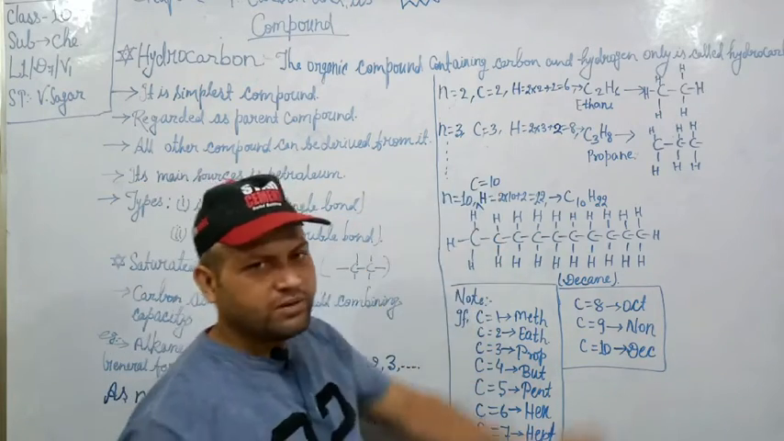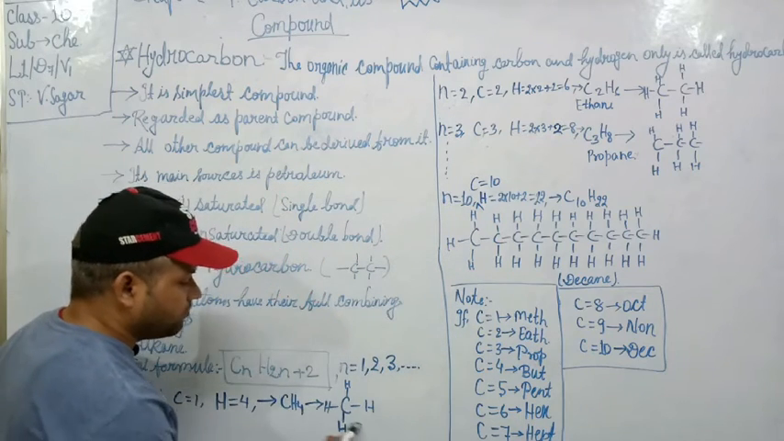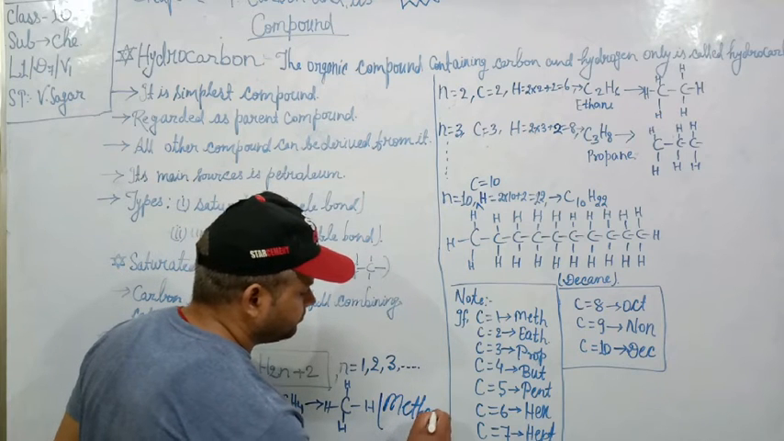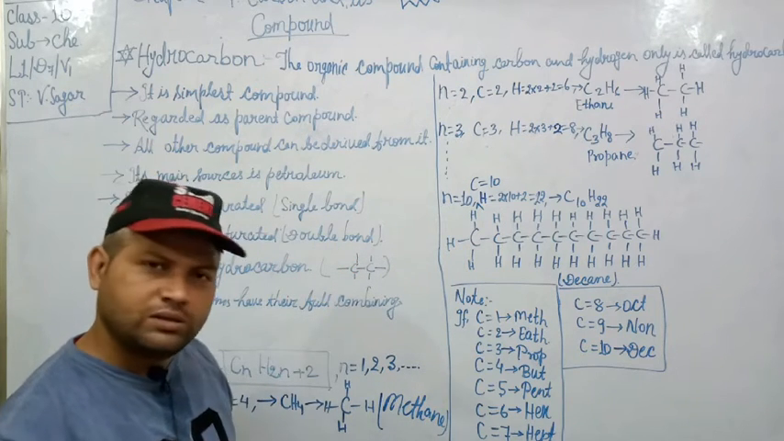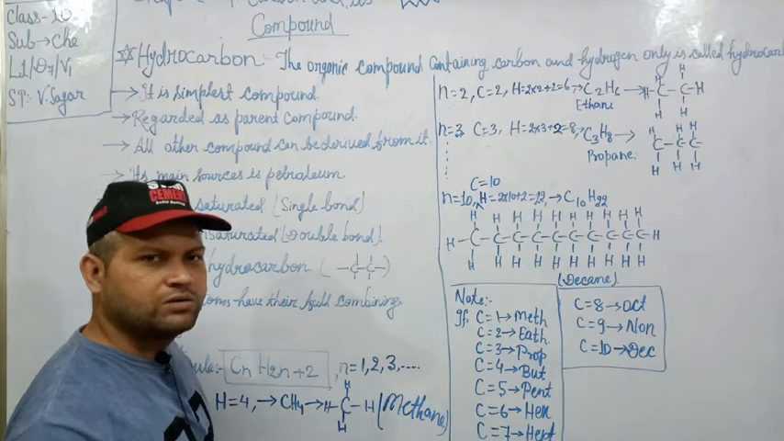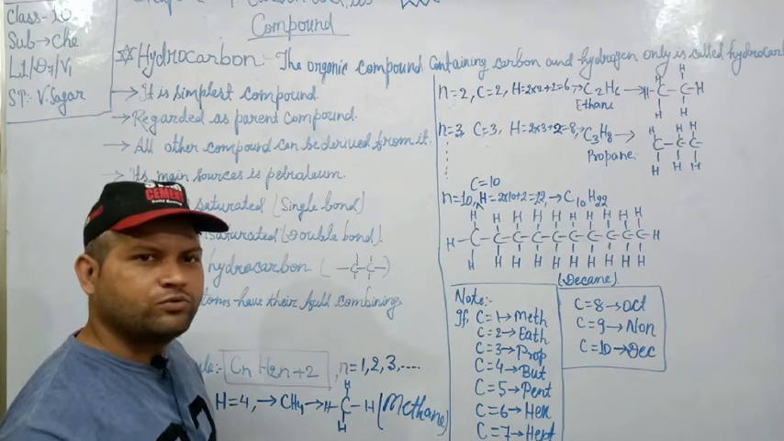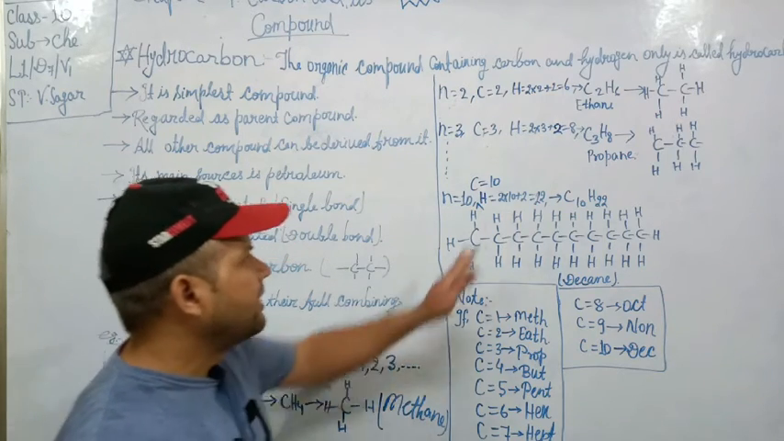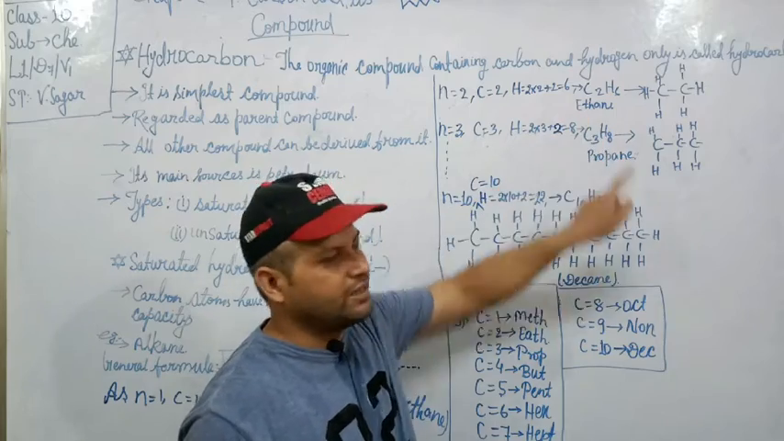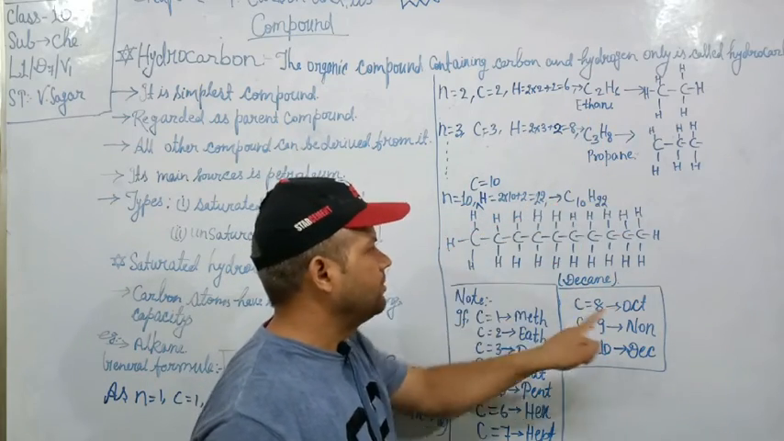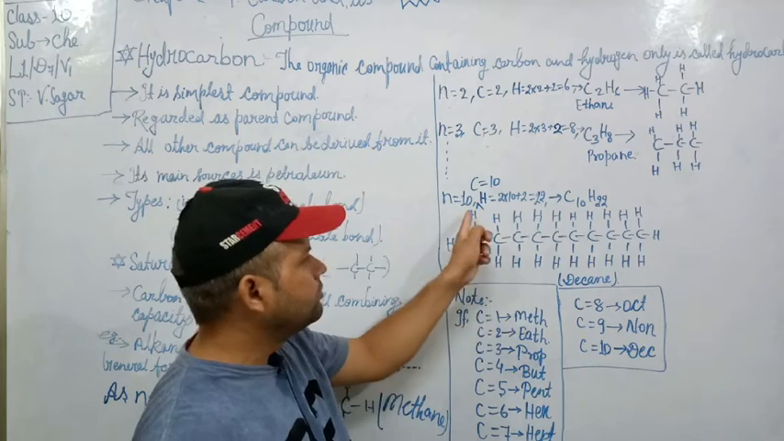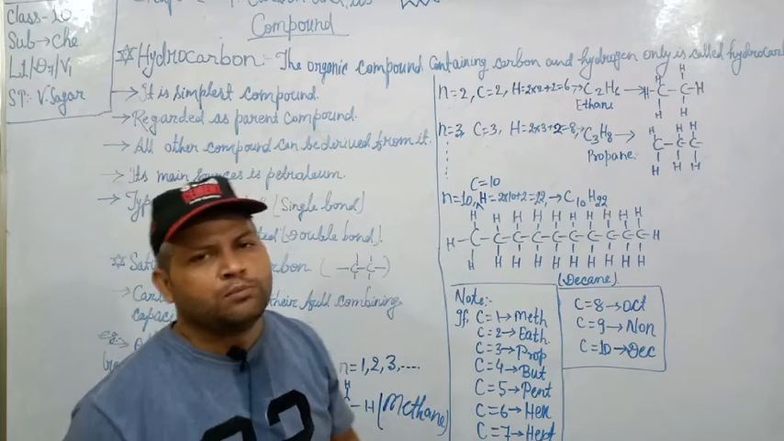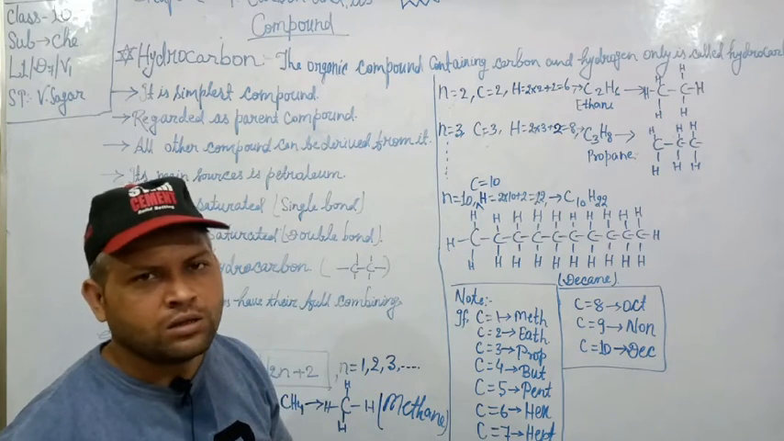Now what is its name? The name for the first member is called methane. Why? I will tell you about it, but first of all you have to know the name. The name of this compound is methane, and for C2H6 ethane, for C3H8 propane, and in the same way for C10H22 decane.